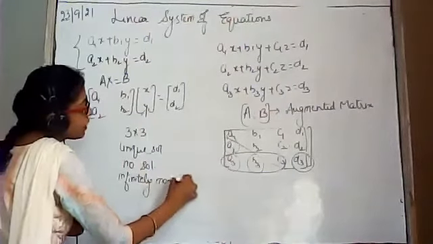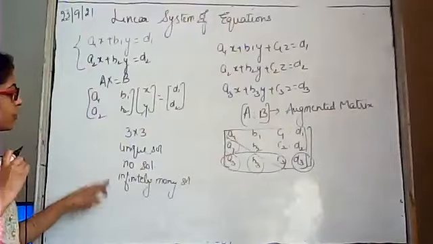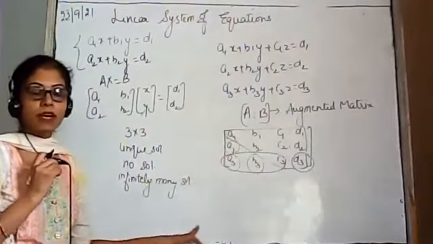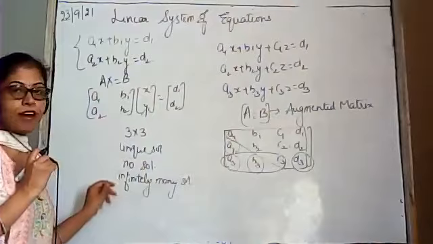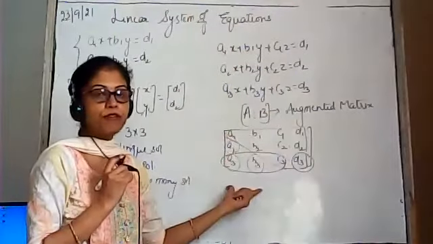So we will be having 3 types of solutions. Number 1, unique solution. Number 2, no solution. And number 3, infinitely many solutions. How can we find these solutions? You just reduce this matrix into upper triangular form.